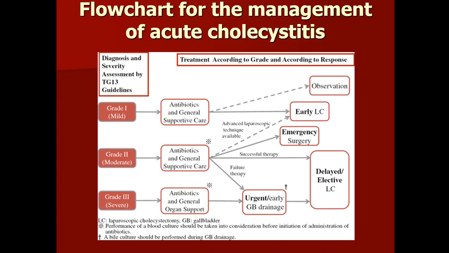respiratory dysfunction with a PaO2/FiO2 ratio of less than 300, renal dysfunction with oliguria and creatinine level more than 2 milligrams per deciliter, hepatic dysfunction with PT-INR more than 1.5, hematological dysfunction with a platelet count less than 100,000.